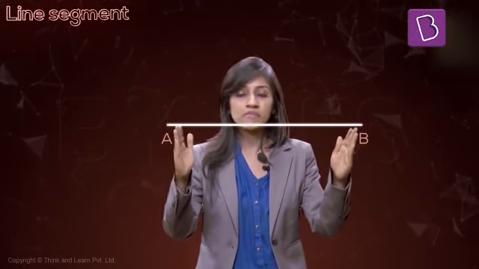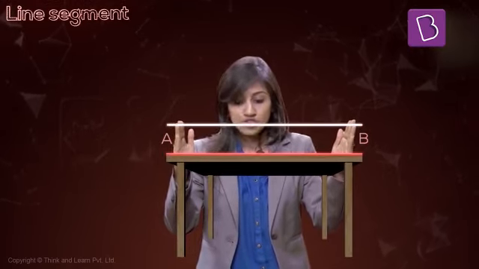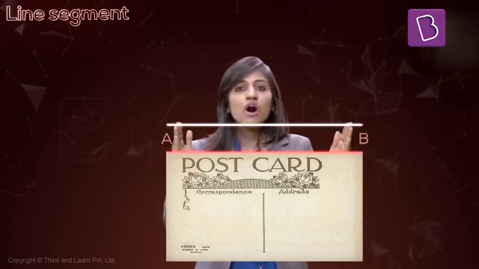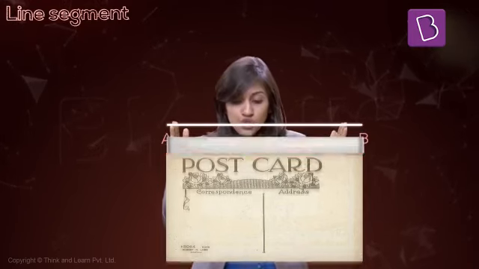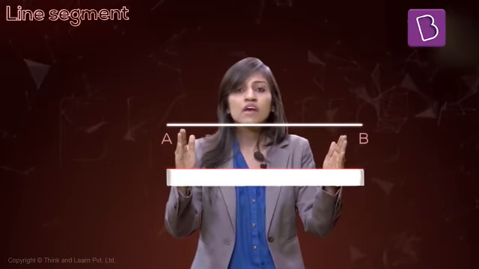We understood that a line segment has a start point and an end point. A name for its start point, please. A name for its end point, please. Perfect. So this is how you'll name a line segment. Examples? Pretty much anything that you can get out of this. Like the edge of this table, or the edge of this postcard, or even this tube light. So many things which you can also come up with.